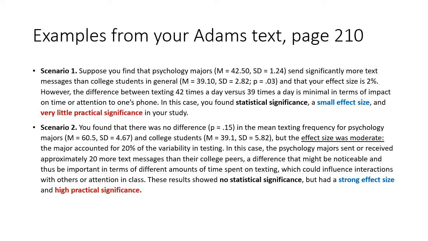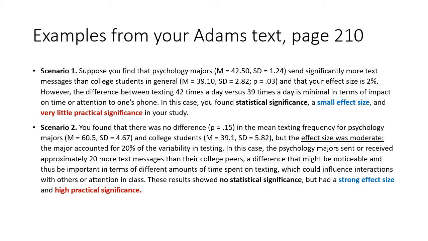Scenario 2, you found there was no difference in the mean texting frequency for psych majors. The p-value is 0.15, and we look for a p-value lower than 0.05. But the effect size was moderate. The psychology major accounted for 20% of the variability in texting. That's a pretty decent effect size on the strong level. And so in this case, you can see we had the psych majors sending 60.5 texts and college students in general at 39.1.